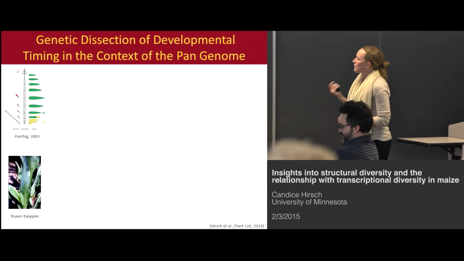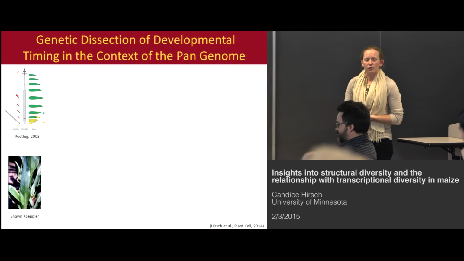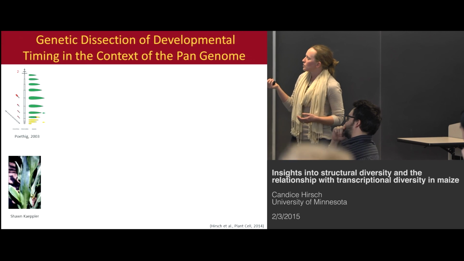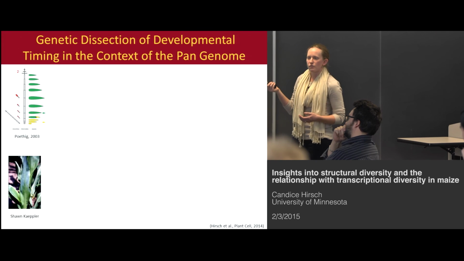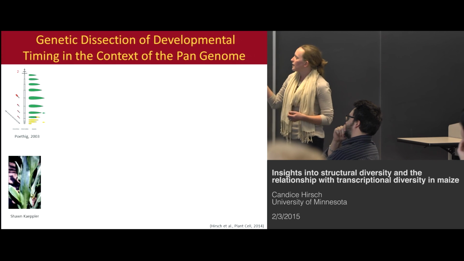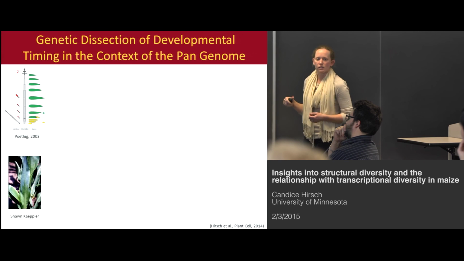Okay, so we also looked at the juvenile to adult vegetative phase transition. So in corn, we start out with juvenile leaves. We go through this transition phase where the tips of the leaves are still possessing juvenile wax while the base has the adult wax, and then eventually the leaves later in development are all adult.